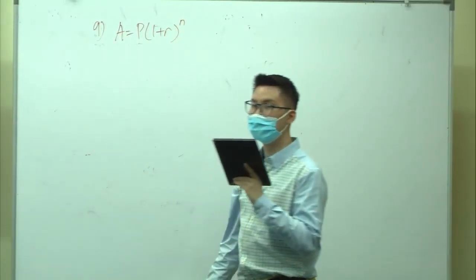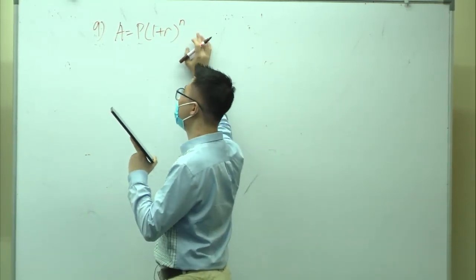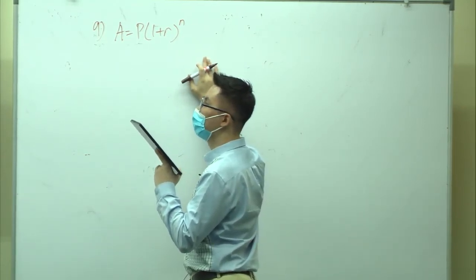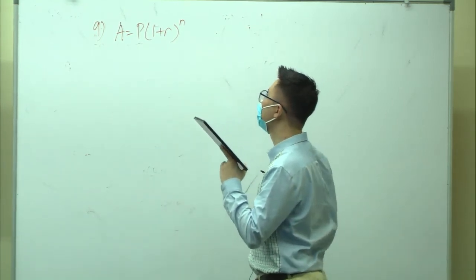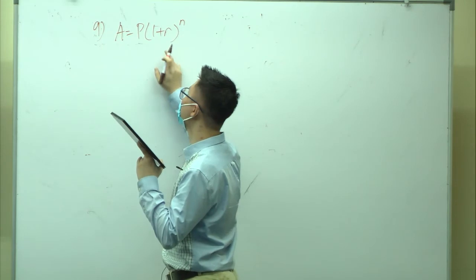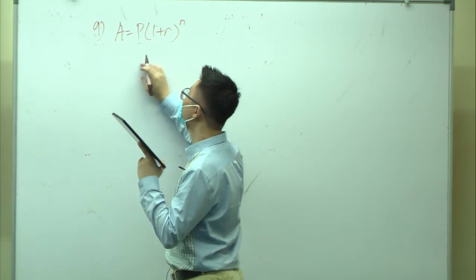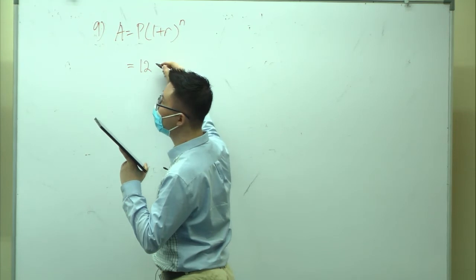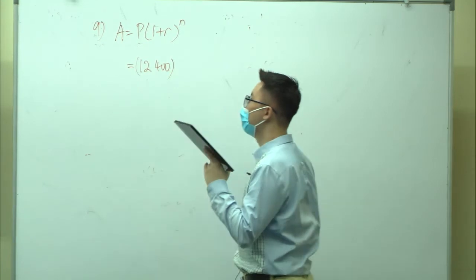Showing the whiteboard. So A equal to P times (1 plus R over 100) to the power of N. This is the formula for exponential change. As I say, the decrease means negative, right? So the rate of this decrease will be negative 15. P is the original amount, the initial amount, 12,400.